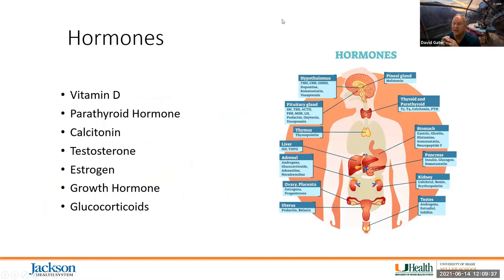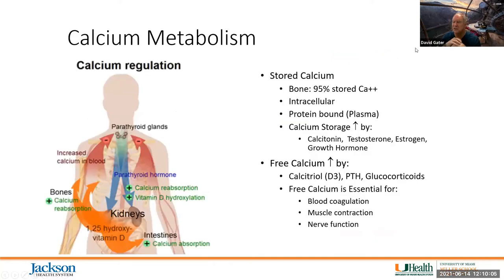So in addition to mechanical loading, we talked about the influence of hormones on bone composition. Number of hormones you're familiar with, we're going to talk through vitamin D, parathyroid hormone, calcitonin, testosterone, estrogen, growth hormone, and glucocorticoids. Some of these are anabolic and some of them are catabolic. And so as we consider the hormonal milieu, we have to especially consider calcium metabolism. Now remember that most of our body's calcium is stored in bone. 95% of the total calcium in your body is actually stored in bone. Some is intracellular, some is protein bound within the plasma.